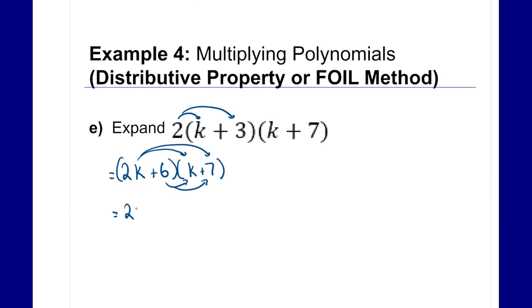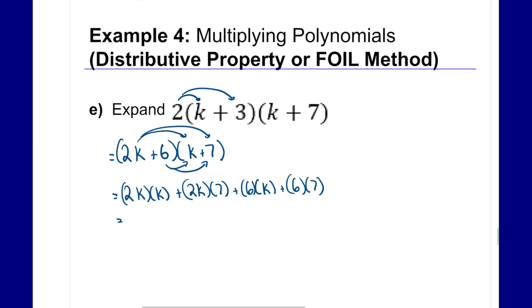I'll break this one down a little bit further. So 2k times k plus 2k times 7 plus 6 times k plus 6 times 7. You don't have to show this step if you're comfortable with your multiplication, but if you're struggling or you get lost with some things, it is helpful to show this in-between step. But if you're comfortable just showing the arrows and then going through and multiplying, that's fine as well.